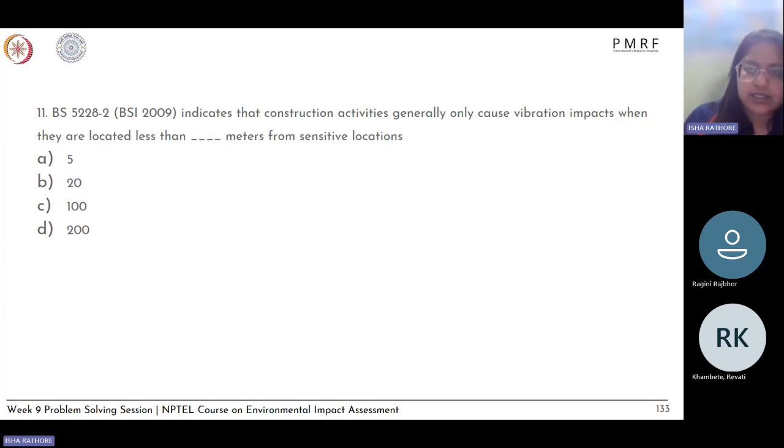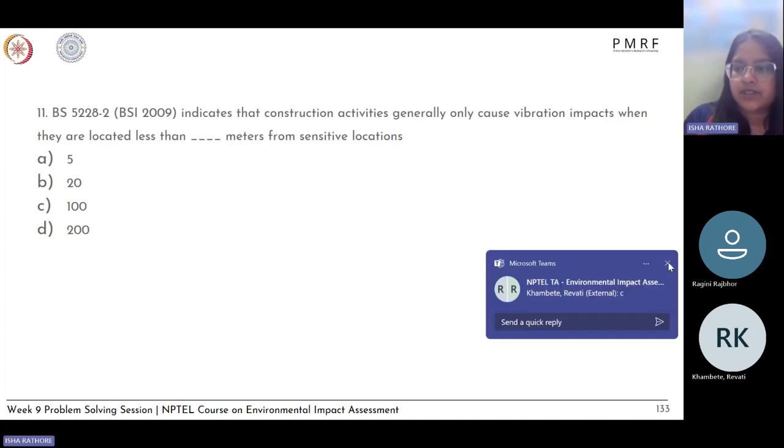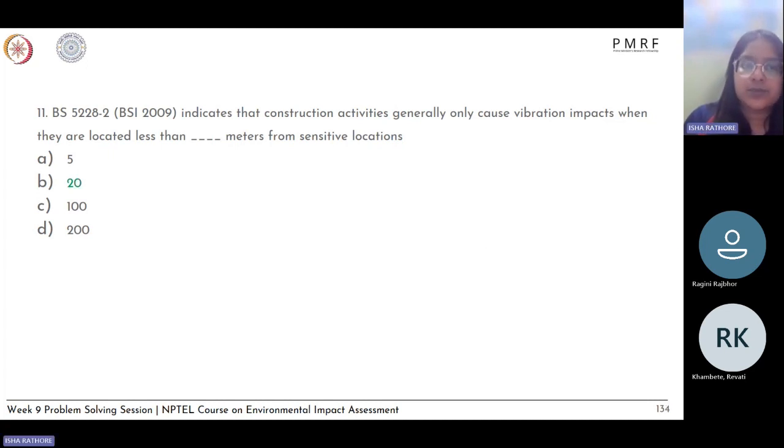Okay, we have one answer C. Okay, we have another answer C. So the correct answer is B. That is, the vibration impacts are felt until 20 meters from sensitive locations. So construction activities generally only cause vibration impacts when they are located less than 20 meters from sensitive locations. So B is the correct answer.